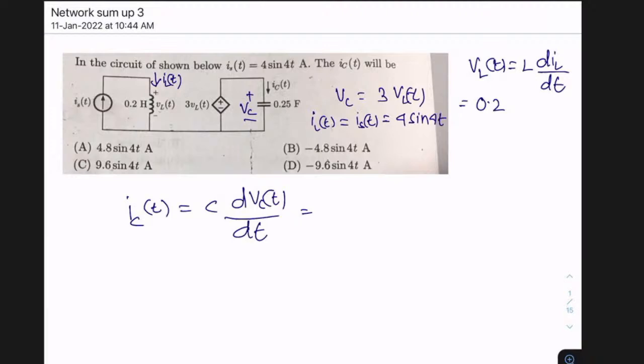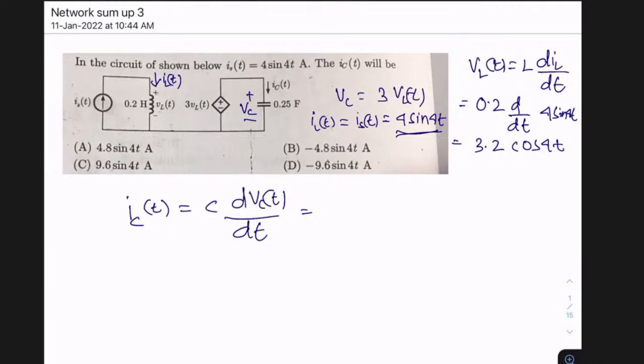So V_L(t) equals 0.2 into d by dt of I_L. What is I_L? This is 4 sin 4t. If you simplify this, how much will you get? 0.2 into 4 is 0.8. 0.8 into 4 is 3.2, so 3.2 cos 4t, because the differentiation of sin 4t is 4 cos 4t. So 16 into 0.2 is 3.2 and this is cos 4t. So this is what your V_L(t) is, right?